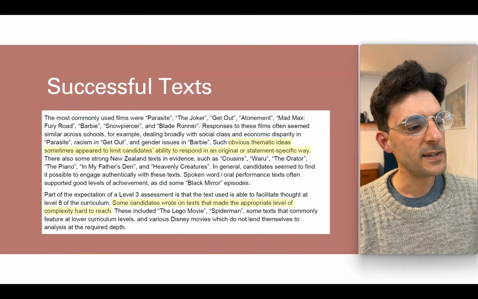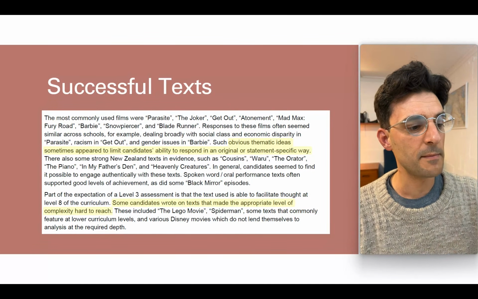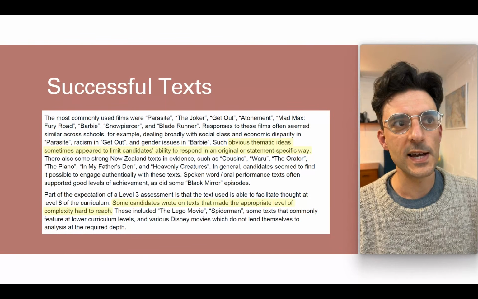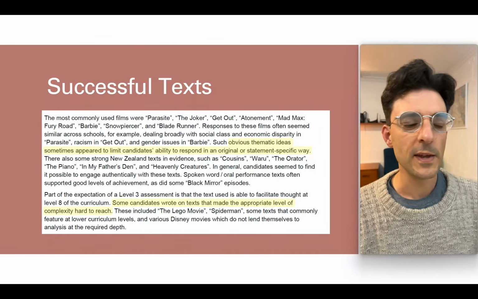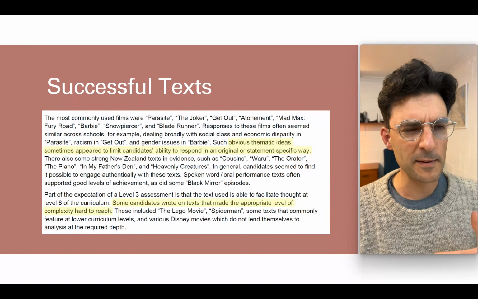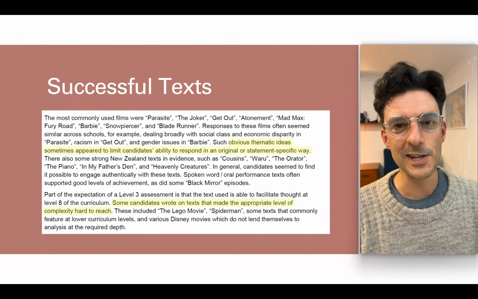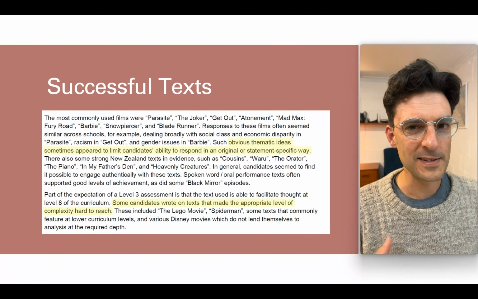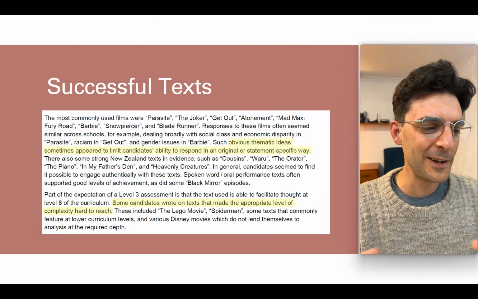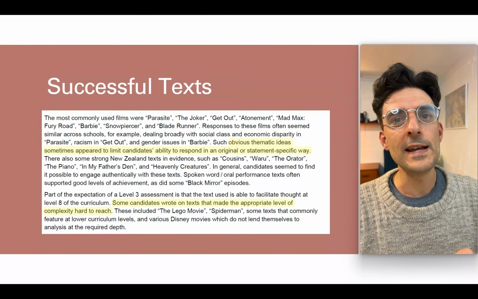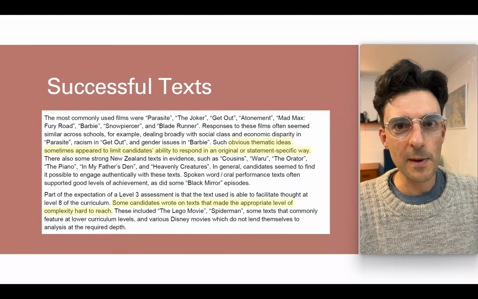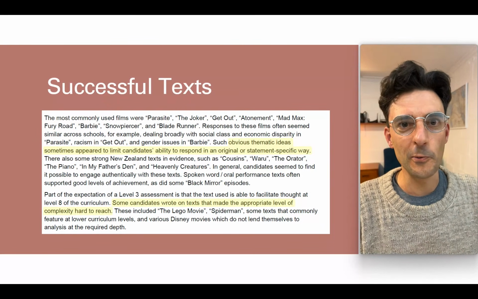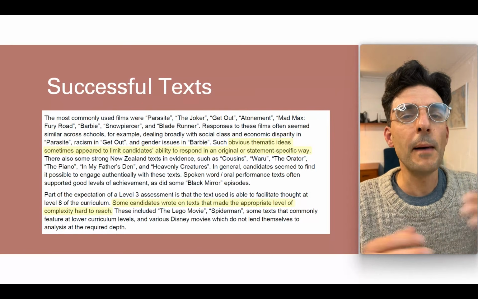The second thing I've highlighted is this comment here. Some candidates wrote on texts that made the appropriate level of complexity hard to reach. In other words, they chose texts that were too simplistic, and it means they couldn't say anything deep and meaningful. The examples that they give are the Lego Movie and Spider-Man, although I would argue that the Lego Movie has actually got some pretty heavy themes about children growing up into adults who've forgotten who they are, and Spider-Man has some pretty hectic stuff about grief as well. But anyway, I digress. The point they're trying to make is essentially don't think you know better than your teacher and pick some text that you really enjoyed because you saw it on Netflix on the weekend and you want to write about it, because chances are it might not be appropriate.